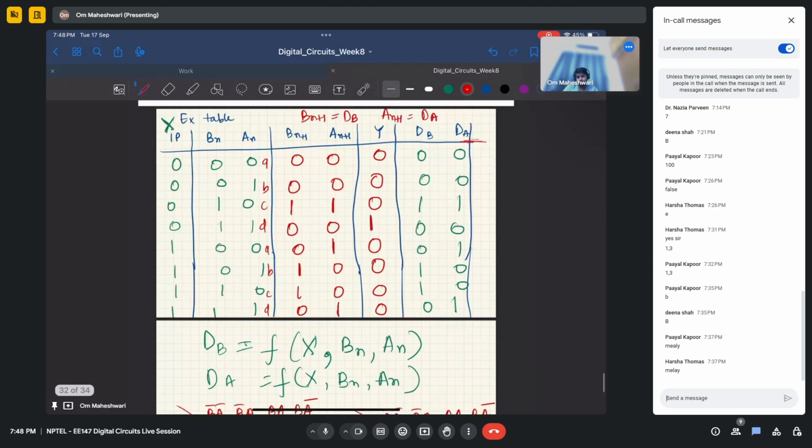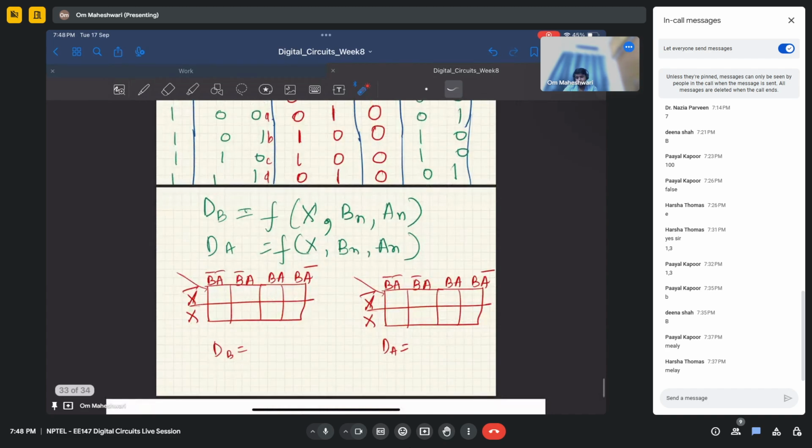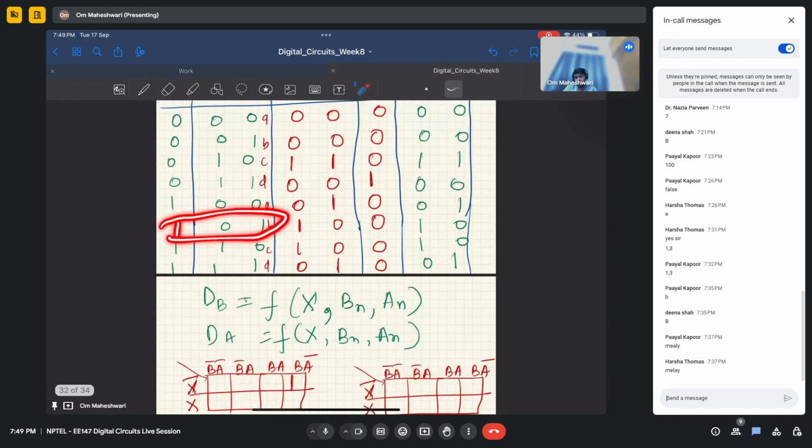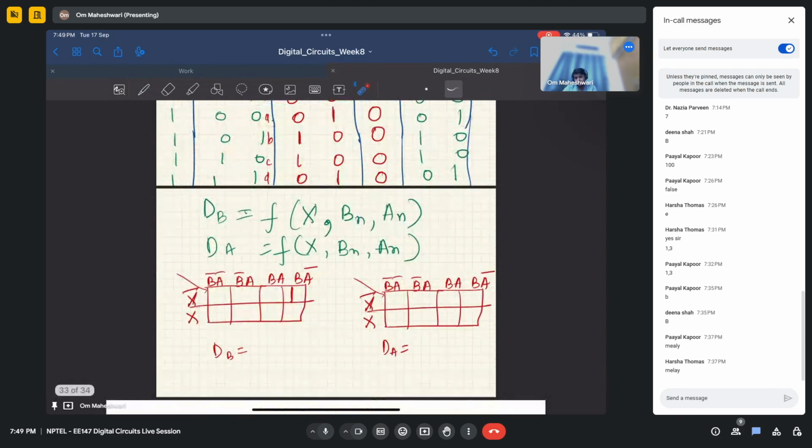For dB, you have 1 when it is 0, 1, 0, 1, 0, 1, and 1, 1, 0. So 0, 1, 0, this is 1. You have 1, 0, 1. This is 1, 0, 1. So this is 1. And 1, 1, 0. It's 1, 1, 0. This is 1.